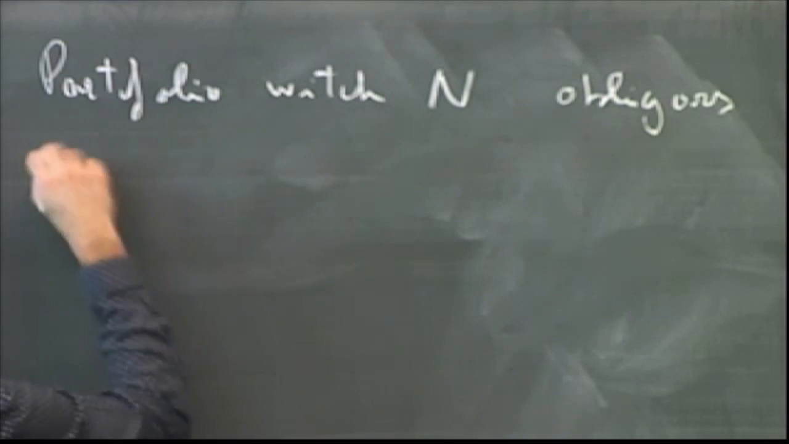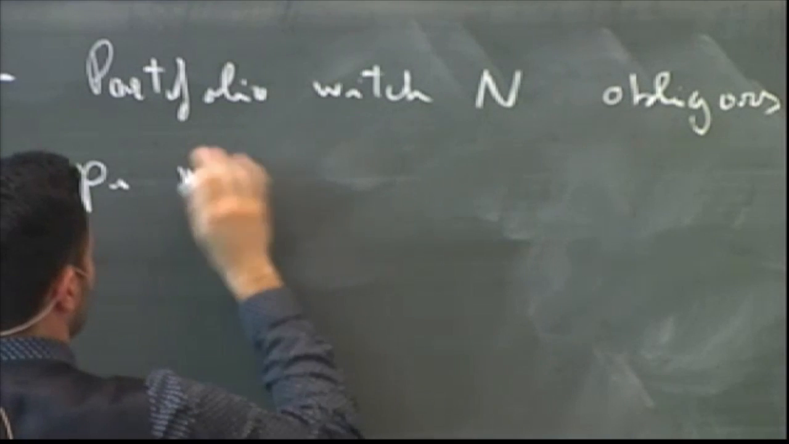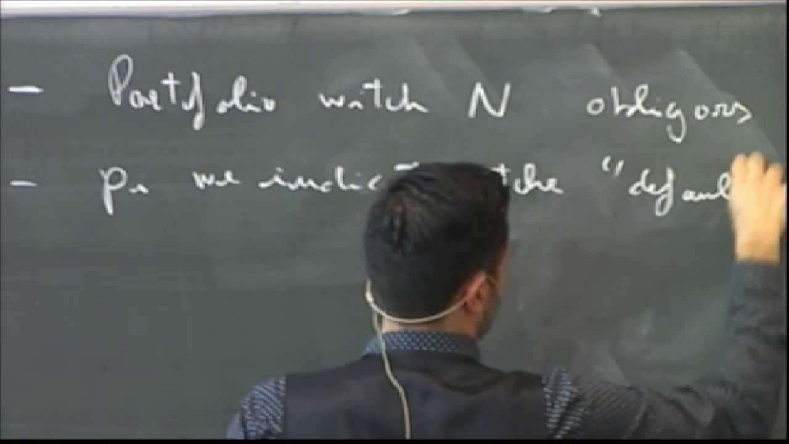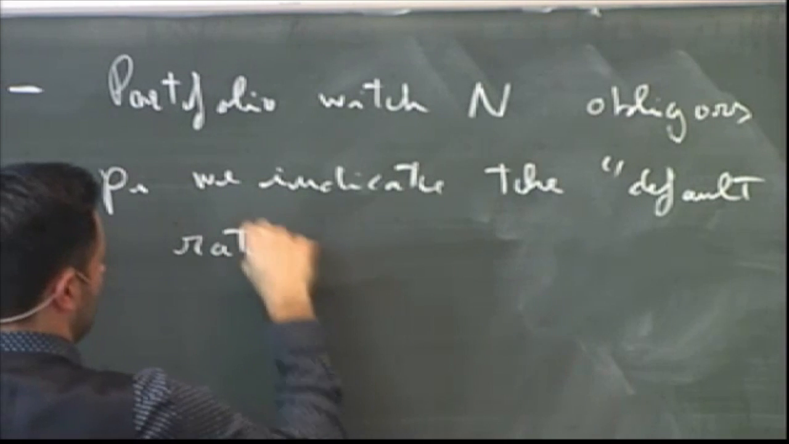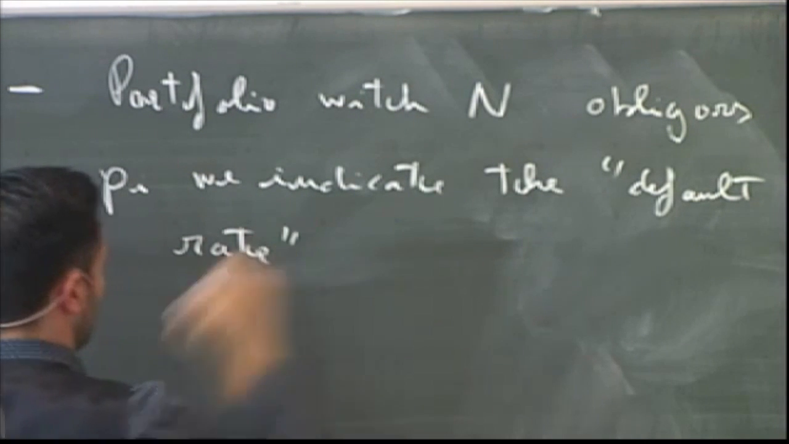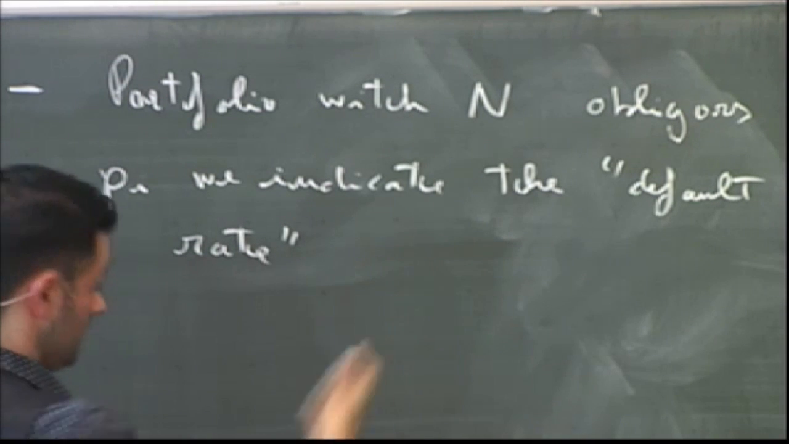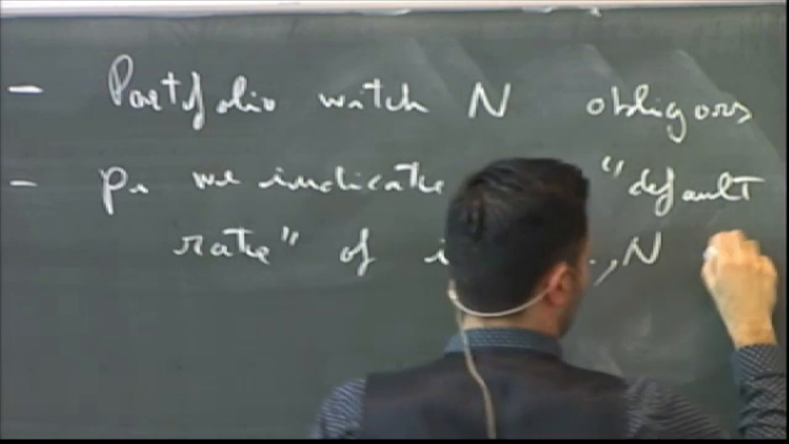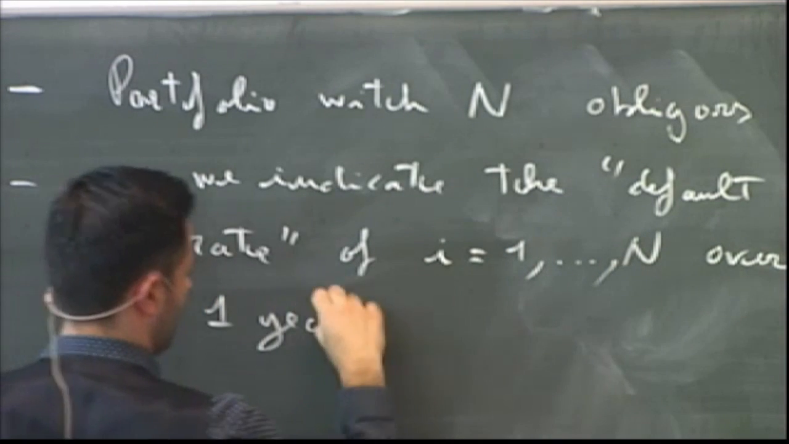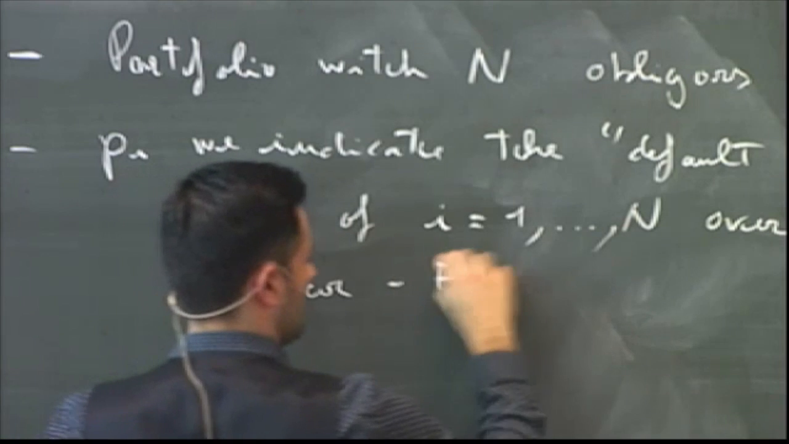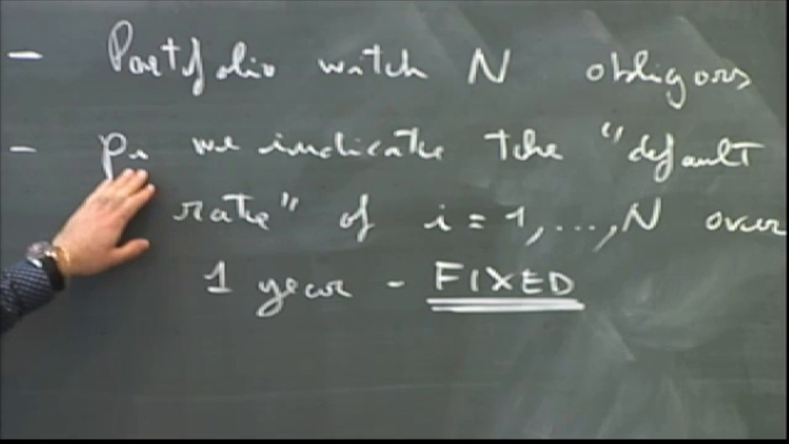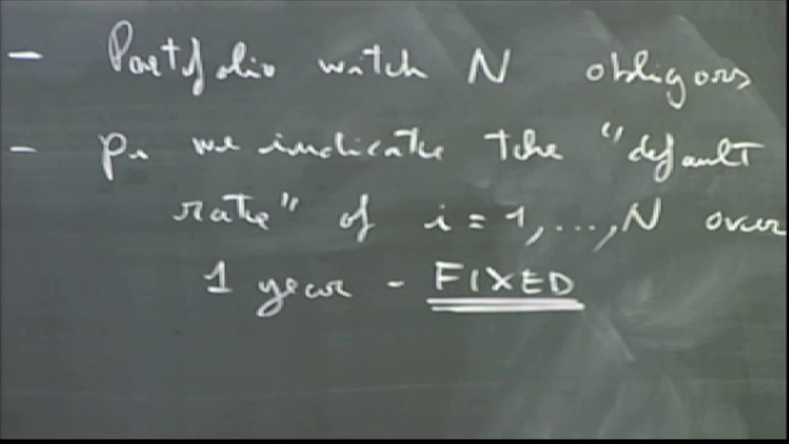Okay, so with pi, we indicate the default rate, as they call it. I don't like this because for me a default rate is something different, as we will see with credit default swap. Let's call it as they do. It's a probability of default. So it's the default rate of obligor i, that obviously can go from 1 to capital N, over 1 year. And what is important is that it is fixed. Fixed does not mean that it's the same for all obligors. That means that for that obligor it will not change over 1 year. That's it. And then it can be different for all the obligors.